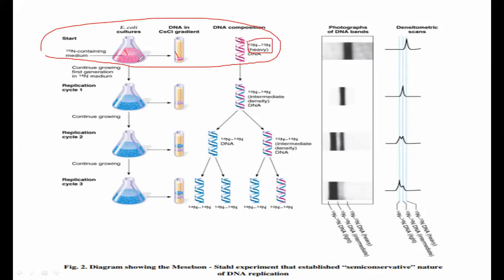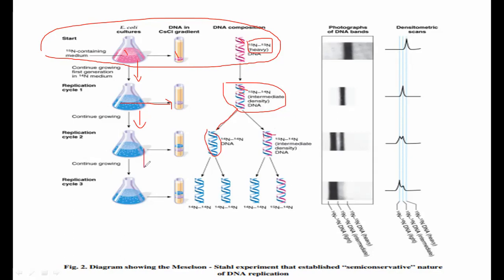Now this is shifted again to a medium which contains nitrogen 14. See, this is DNA extraction. Now see the DNA. This contains nitrogen 15 and nitrogen 14. Okay. Now come down to next. It was again shifted to nitrogen 14. Now see, this contains complete 14. This contains 14 and 15.